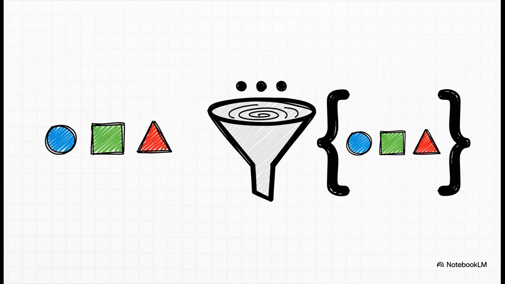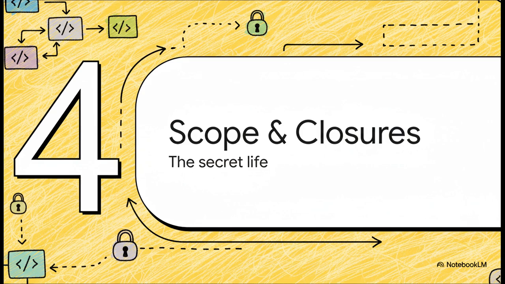That little three-dot syntax lets you gather up any number of arguments into a single true array. This is so much better than the old arguments object, which only looked like an array and was a pain to work with. Okay, we've covered the mechanics. Now we get to pull back the curtain and explore the really cool secret life of functions, how they manage their own little universes of variables, memory, and state. We're talking about scope and closures.